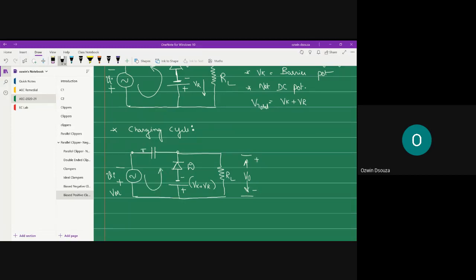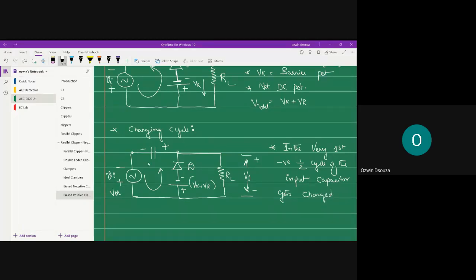This is V0, with minus and plus polarity. So in the very first negative half cycle of the input, the capacitor gets charged.